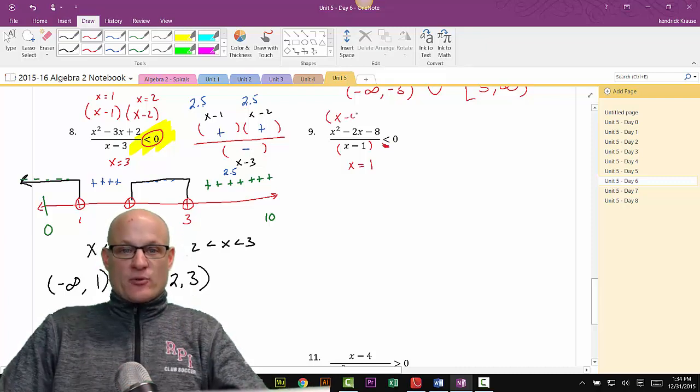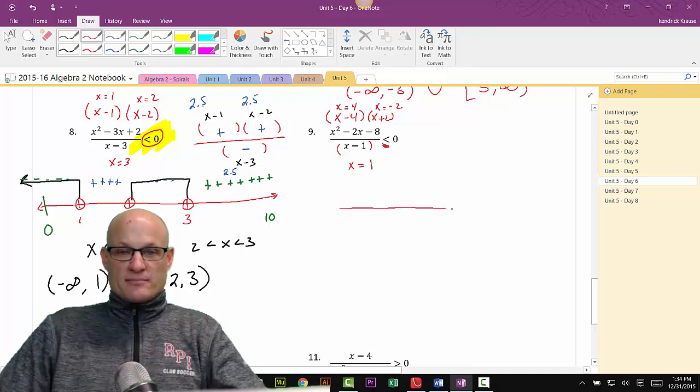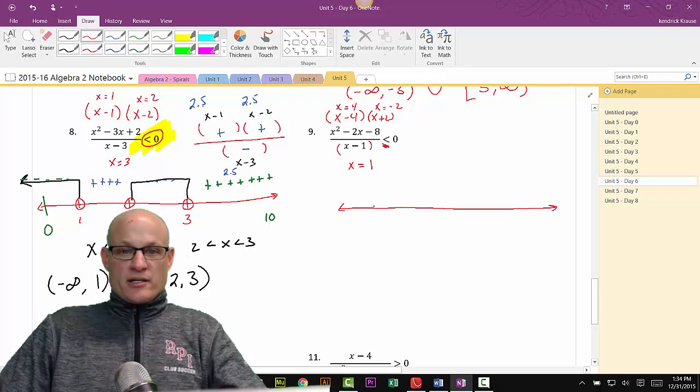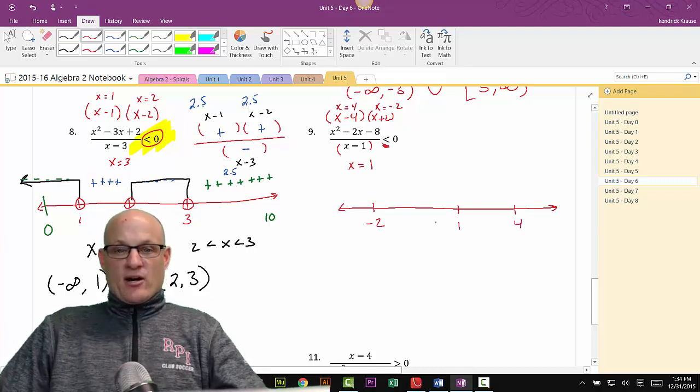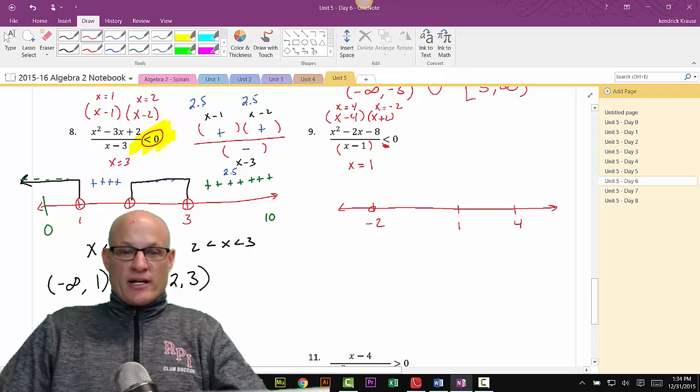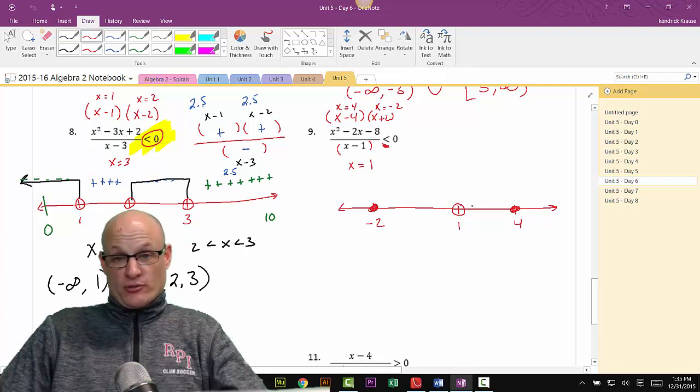Factoring is x minus 4, x plus 2. So my critical numbers here are x equals 4 and x equals negative 2. So I'm going to toss them on my number line. Negative 2, 1, and 4. Now, I'm going to put solid circles on negative 2, because it's got less than or equal to, and 4. But I can't put one on 1 because it's in the denominator, so I'm going to use an open circle.